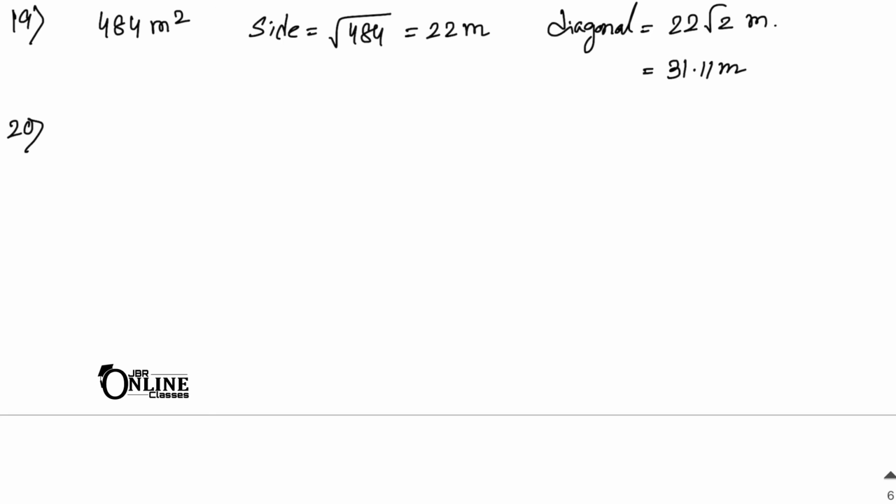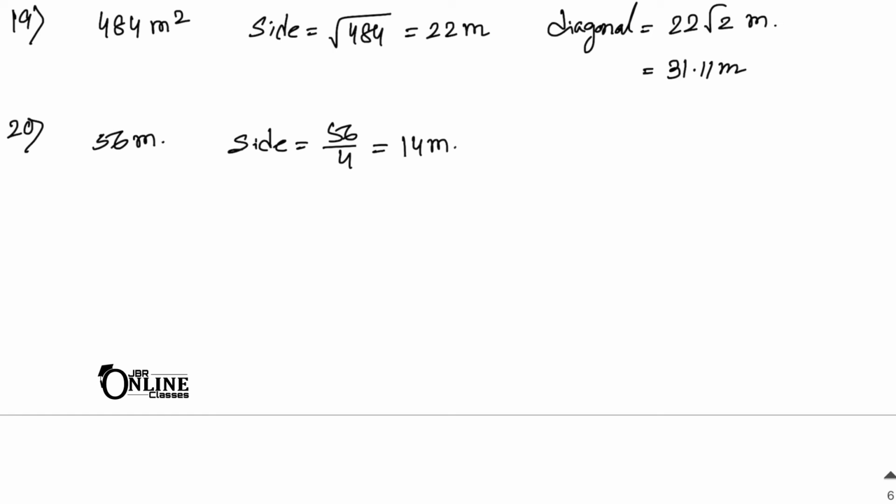Here in sum number 20, a square has the perimeter 56 meter. Okay, perimeter of a square is 56. That means side equal to definitely 56 by 4, and that equal to here 14 meter. Find the area and the length of the diagonal correct up to 2 decimal places.